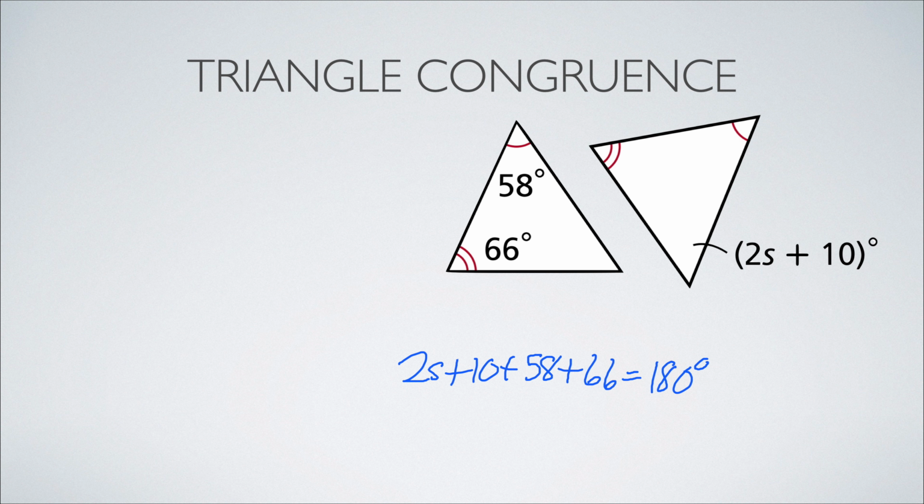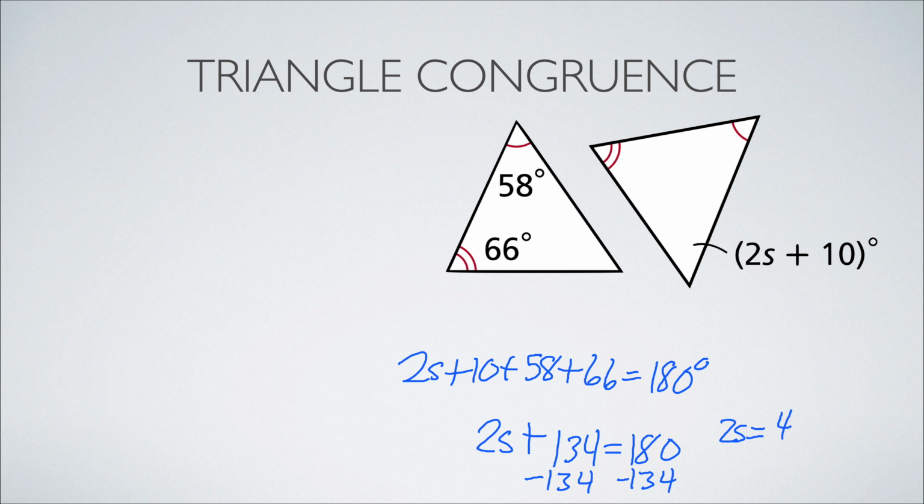Then from there, I'm just going to do some basic math. First, I'm going to combine some like terms. 2S plus, let's see, 58 plus 66 is going to be 124, plus 10 should be, if I'm correct here, 134, equals 180. Then I just subtract 134. 2S is going to equal 46, which means S is going to be 23.